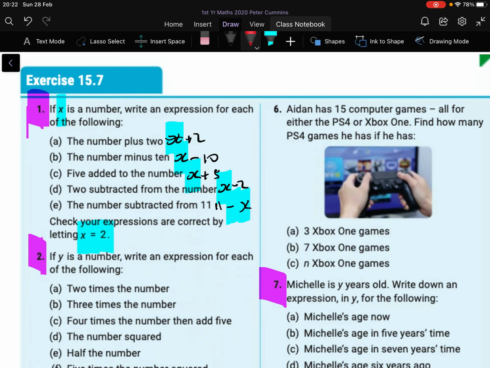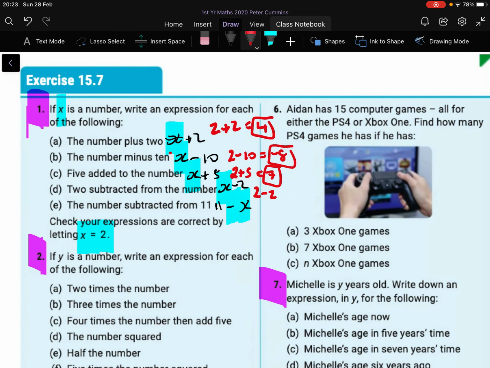So for our first one, instead of x plus 2, it's going to become 2 plus 2, which is equal to 4. Here we have x minus 10, so that's going to become 2 minus 10, which is equal to minus 8. After that, we have x plus 5, so it's going to be 2 plus 5, which is equal to 7. And 2 subtracted from the number is going to be 2 minus 2, so I'm putting in 2 for x, which is equal to 0. And finally, 11 minus x is 11 minus 2, which is equal to 9.